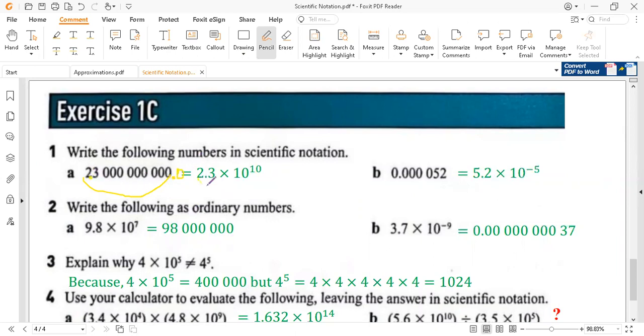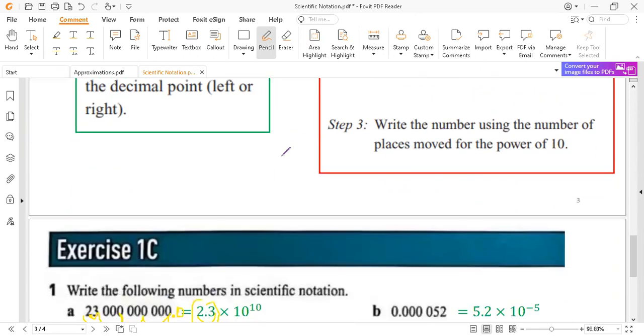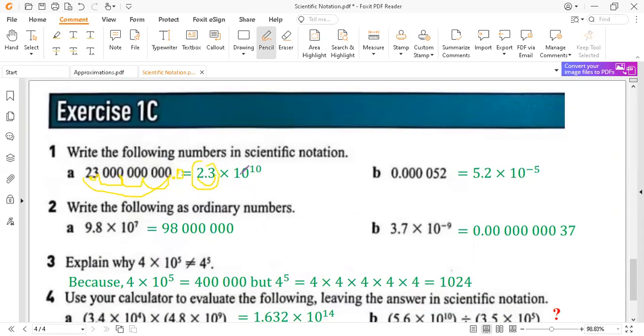So we get 2.3, which is a real number between 1 and 10. Going back to the original, we move to the right 1 plus 3, 4 plus 3, 7 places, and 10 places to the right. If we move to the right, the exponent goes up, and this number of places represents the power positively: 10 to the power 10.